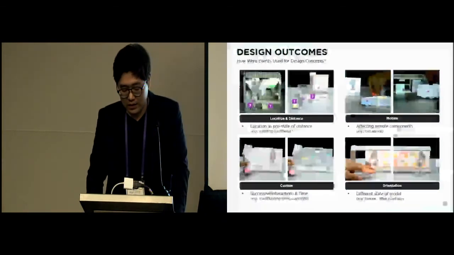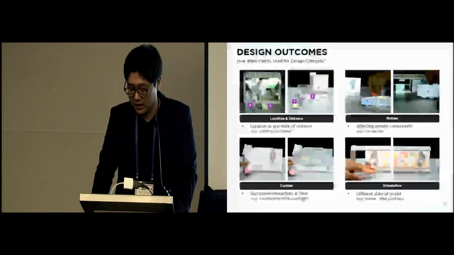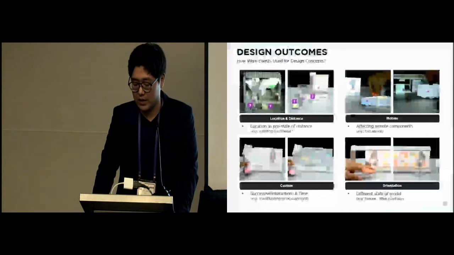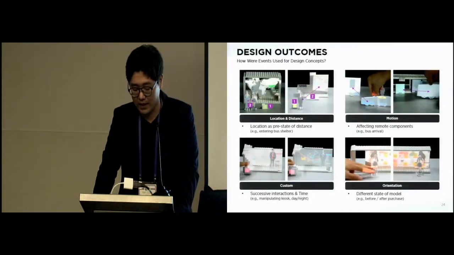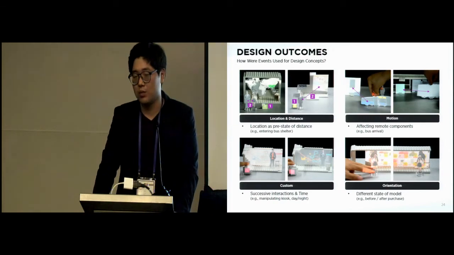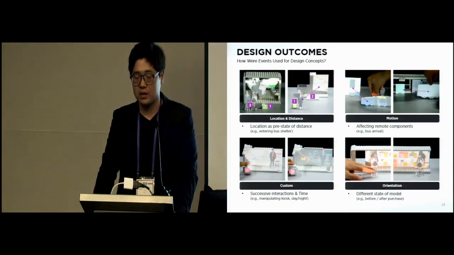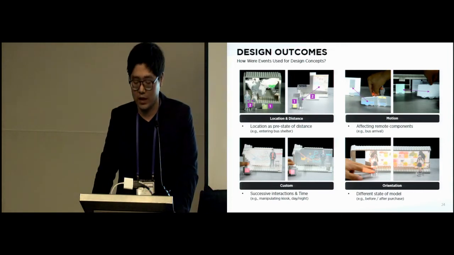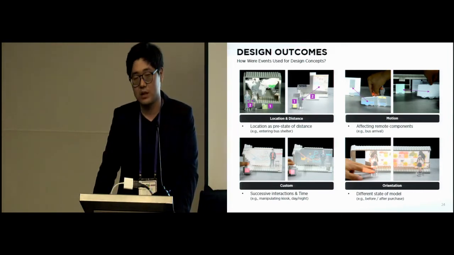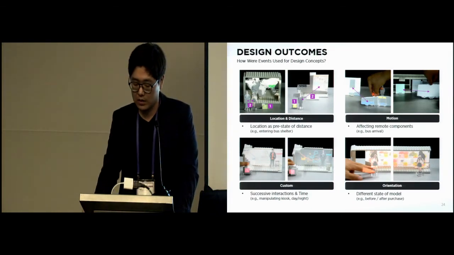Participants used the distance event most frequently, and the location event was used as the pre-state of the distance event. The motion event was assigned to the bus to interact with remote components in the bus shelter. They used the custom event to represent detailed interaction steps or different times, such as day or night. The orientation event was used to represent different states of the miniature model instead of actual orientation.